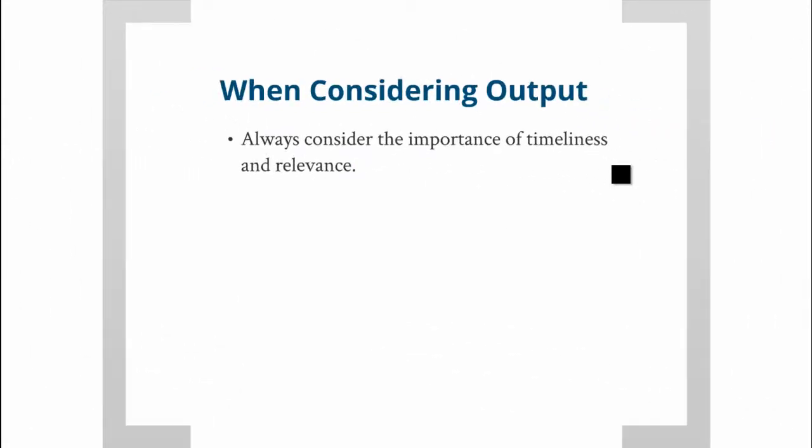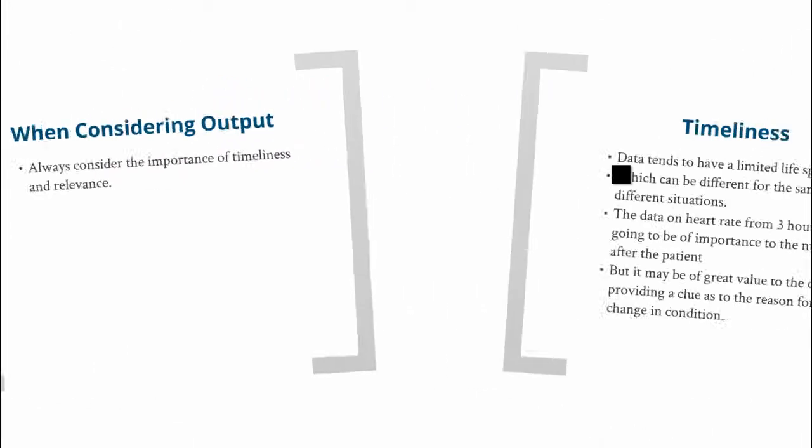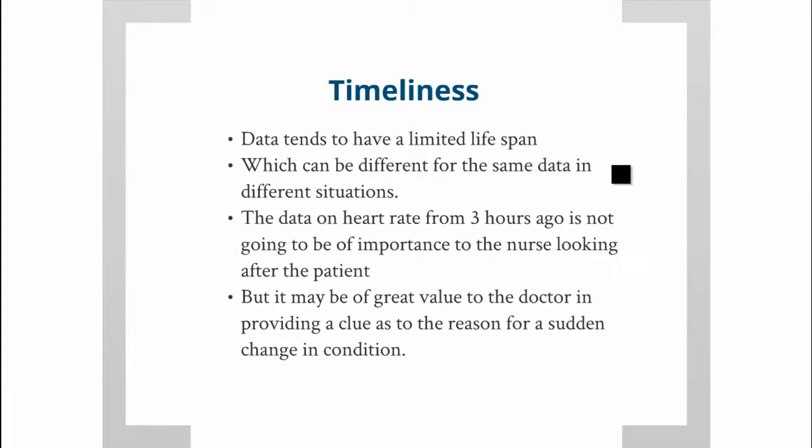Right. When we consider output, we must consider the importance of timeliness and relevance. So, timeliness. Data tends to have a limited lifespan, which can be different for the same data in different situations. The data on heart rate from 3 hours ago is not going to be of importance to the nurse looking after the patient, but it may be of great value to the doctor in providing a clue as to the reason for a sudden change in condition.